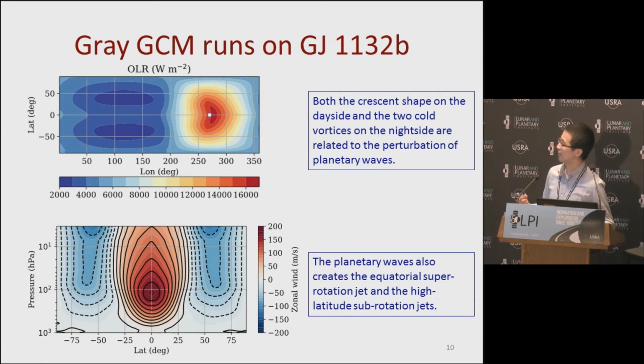These planetary waves behave very efficiently, transporting momentum from high latitude towards the equator, and therefore we see this superrotation jet and the two high latitude subrotation jets. If you look at the color bar, it's 200 meters per second, and this is a long-term mean and zonal mean. If you look at the instantaneous wind speed at specific locations, it can reach 500 or 600 meters per second. I believe it's much faster than many of the wind speeds observed in the solar system.